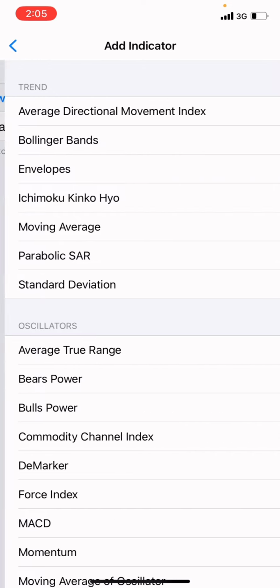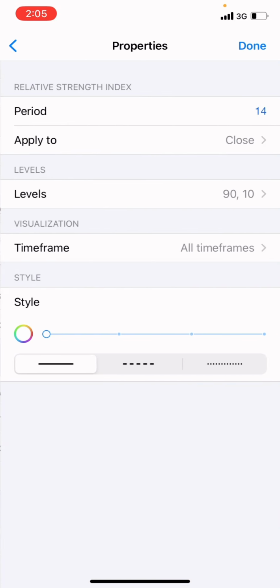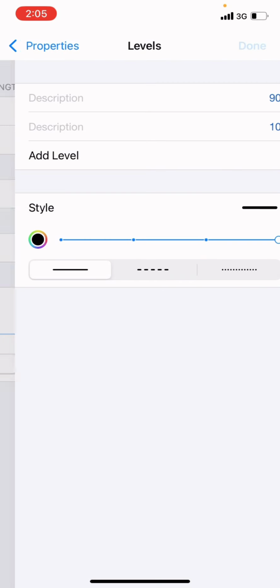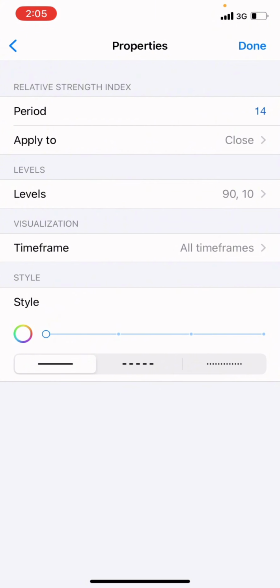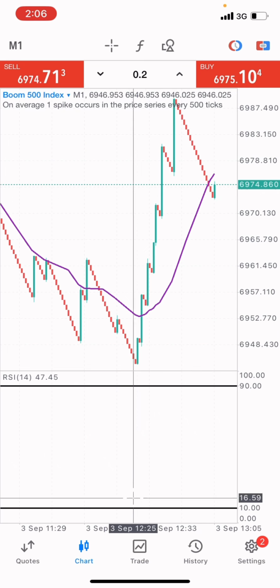So we're going to put on the RSI, which is the relative strength index. Period 14, apply to close, levels 90 and 10, 4 pixels from here. The color black with the straight line. Then for the style right here, you put it on 1 pixel with the color white. Then that should be it. You can see you have 2 levels, 90 and 10.